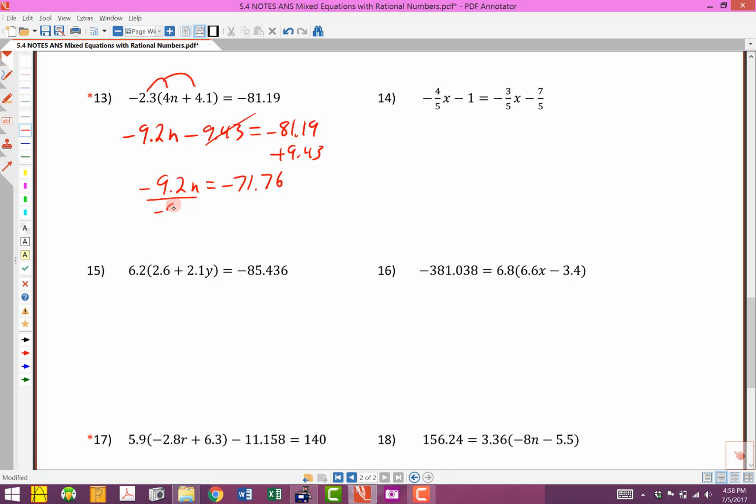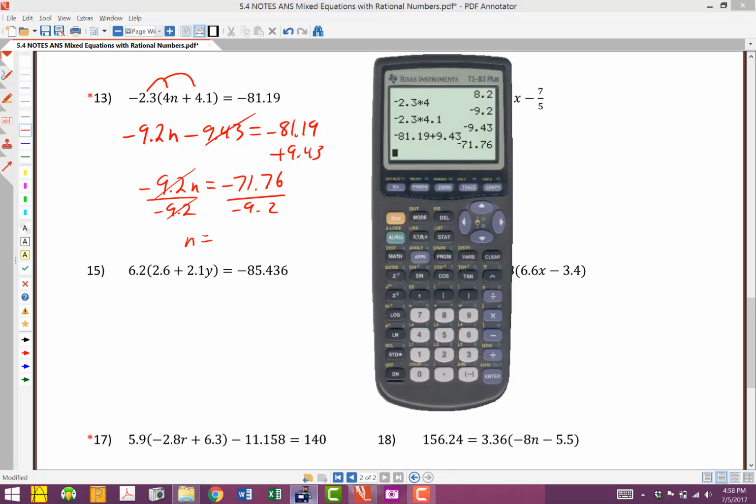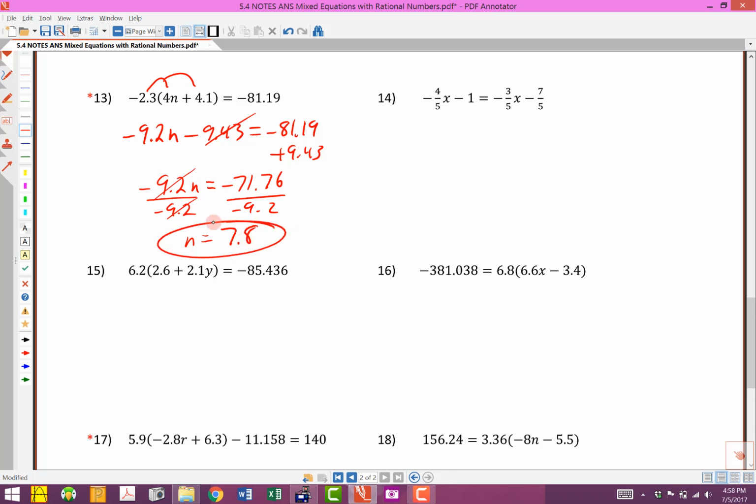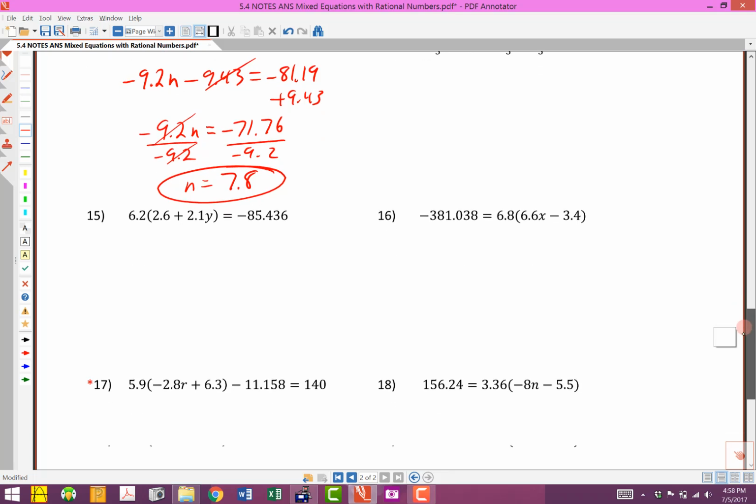I mean, maybe we'll get lucky, so we're going to divide both sides by negative 9.2. Those are going to cancel. We've got a negative divided by a negative, so we're going to end up with a positive. So here's what I'm going to do, and one little clue here. I'm going to take that answer, so I don't have to type it in again, and we're going to divide by negative 9.2. So that answer is negative 71.76 divided by negative 9.2, 7.8. So we don't have to do any rounding on that one either. And again, if you wanted to plug that in and check and see if it works, that would be just fine.